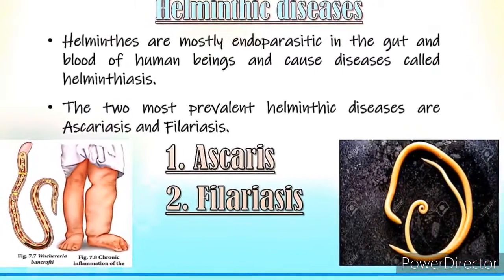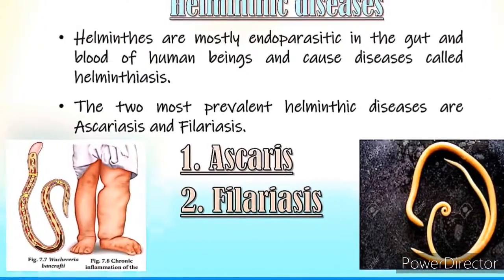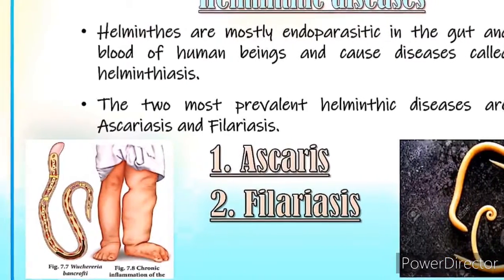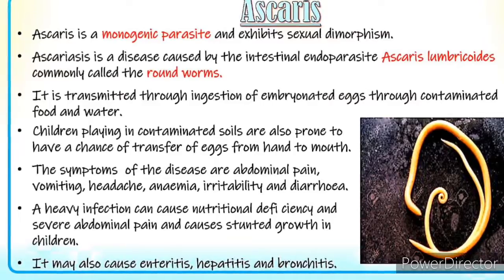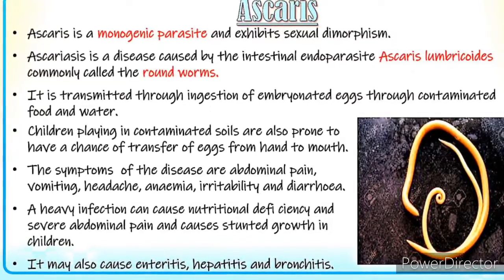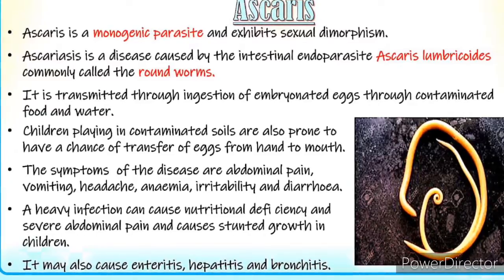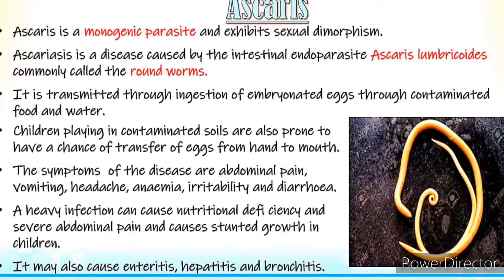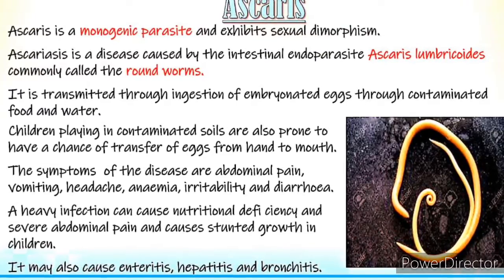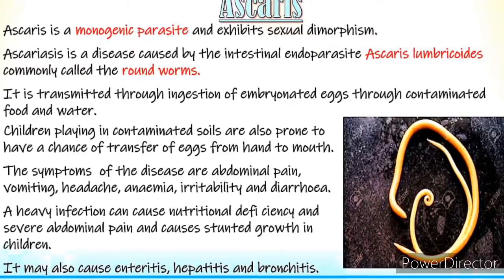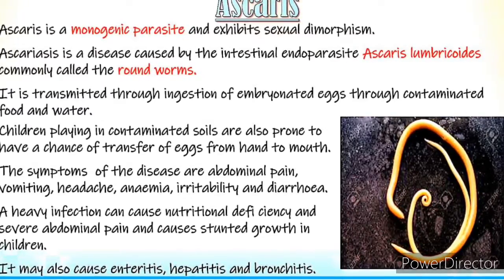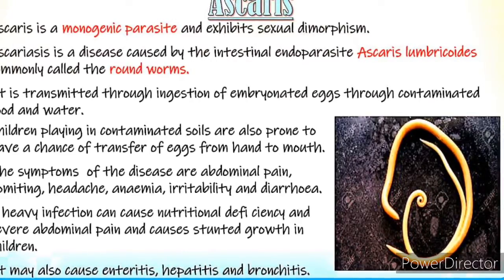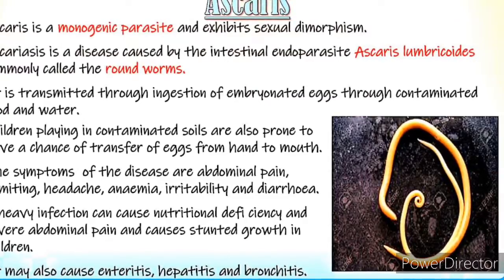Next, helminthic diseases. Under this, we are going to know about two diseases, ascariasis and filariasis. Ascariasis is caused by Ascaris. It's a monogenic parasite. Monogenic means this parasite has only one host to complete its life cycle, and it exhibits sexual dimorphism. Sexual dimorphism means you can differentiate the male and female. It's an endoparasite, that means it lives inside the body.